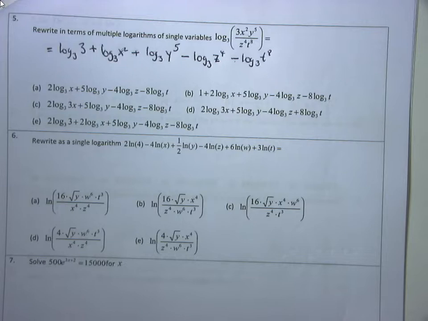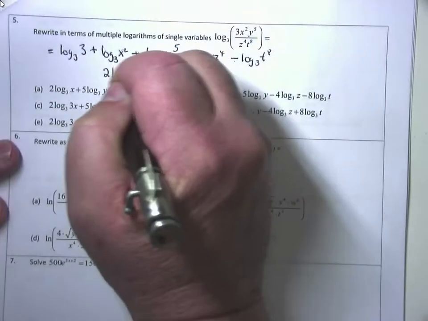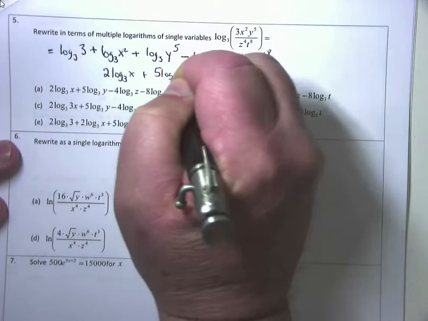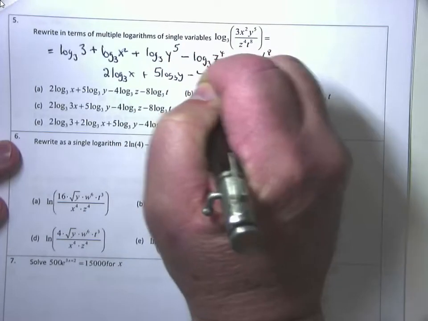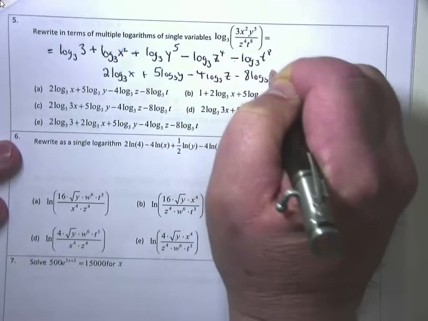But we're not done with our properties. Powers get to go where? Out front. So these guys have power, so this will be 2 log base 3 of x plus 5 log base 3 of y minus 4 log base 3 of z minus 8 log base 3 of t.